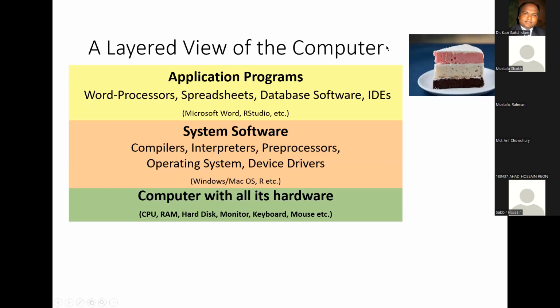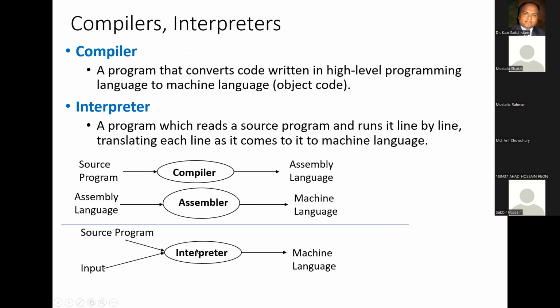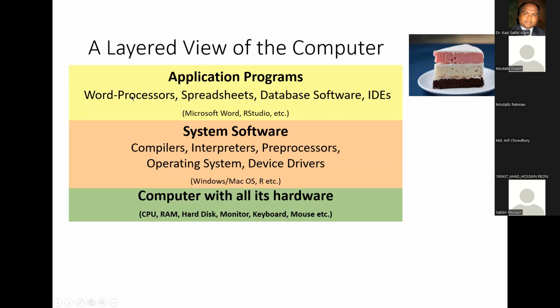No, R is not an operating system. R is a system software. If you can recall, I mentioned compilers and interpreters. These are actually system software. Operating systems are also system software. Device drivers are also system software. Compilers, interpreters, and preprocessors are system software. So when we install R, that is actually a system software. We take the system software as our programming language, and we are writing code. So you can say R is an interpreter. When we install R, we are actually installing the R interpreter, and when you write code using RStudio, it is interpreted through R, and then it runs on the hardware.